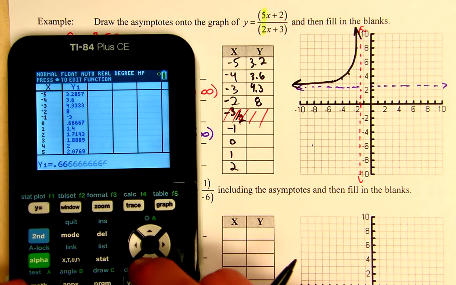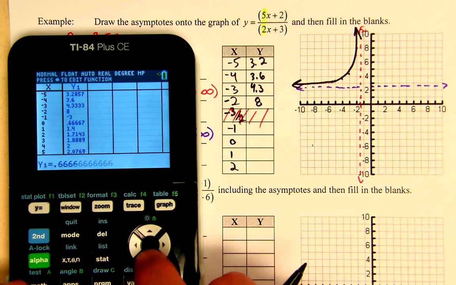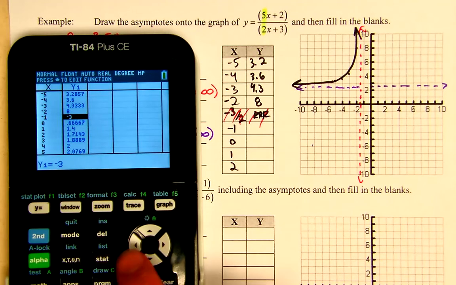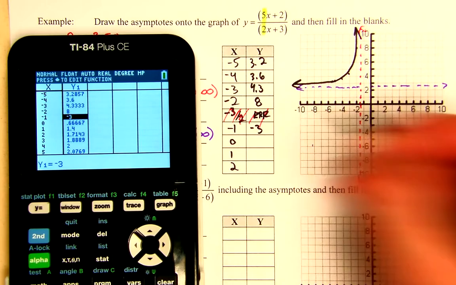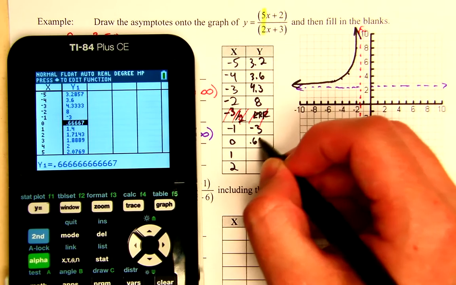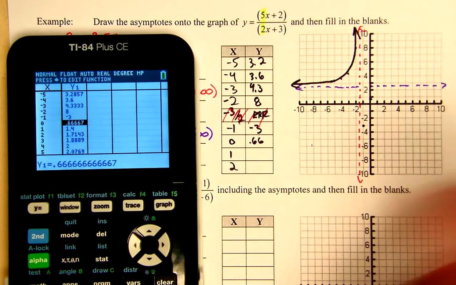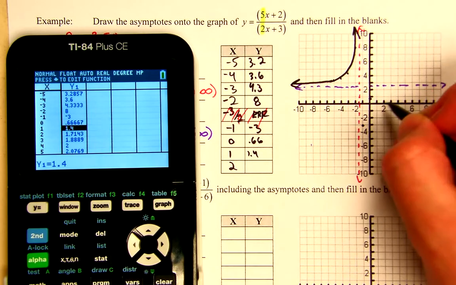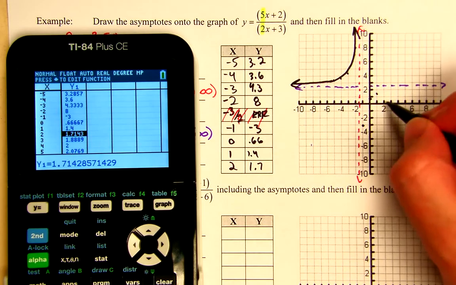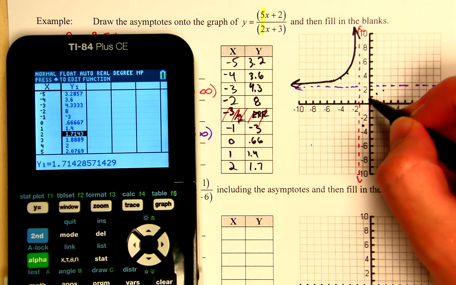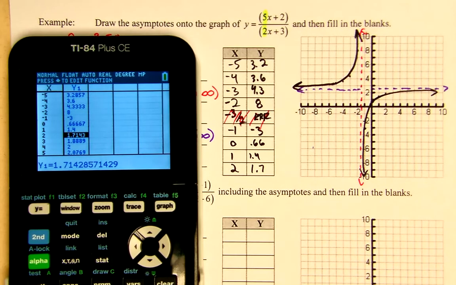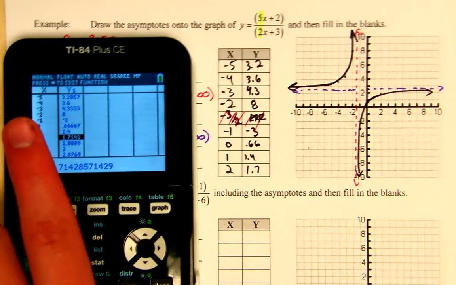Alright, now notice there's no error in here. That's because the point negative 3 halves is not in here. So you got to remember that that's going to be that error. Negative 1, negative 3. That's a nice point to plot. 0, 0.66, 2/3. 1, 1.4. And 1.7. So 2, 1.7. Again, we're approaching this asymptote, but not going to cross it. Approaching the vertical, not going to cross it.